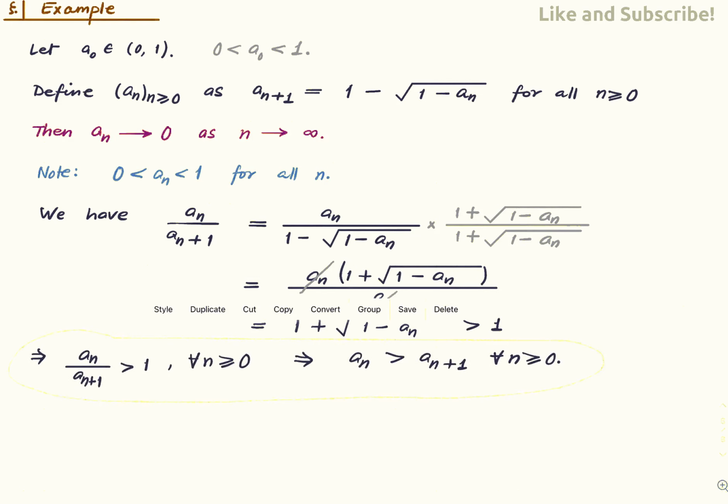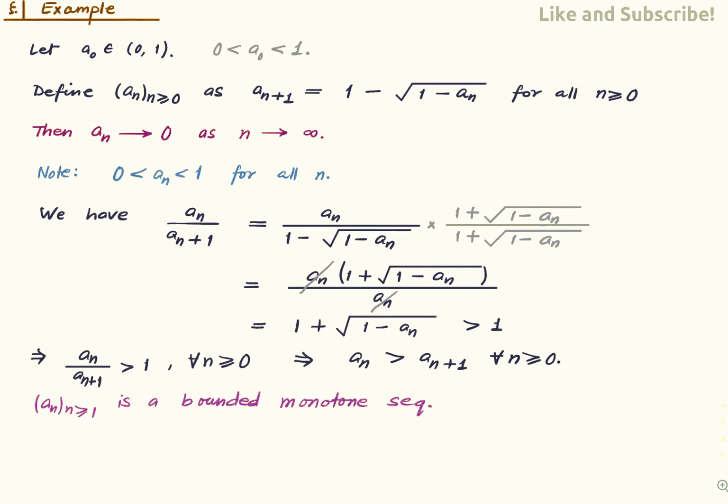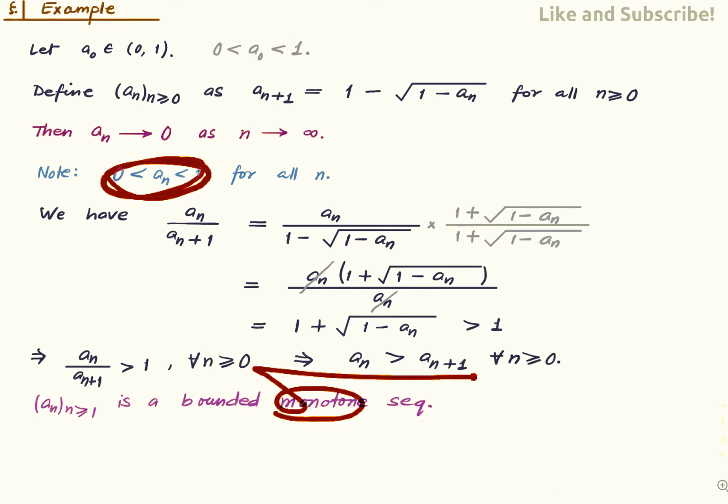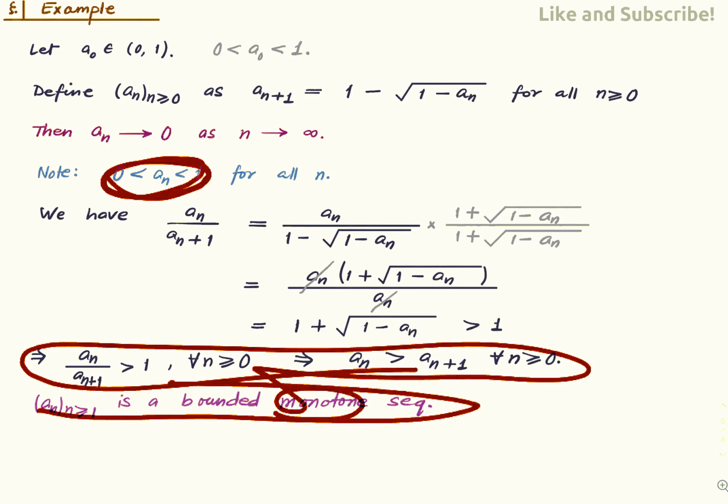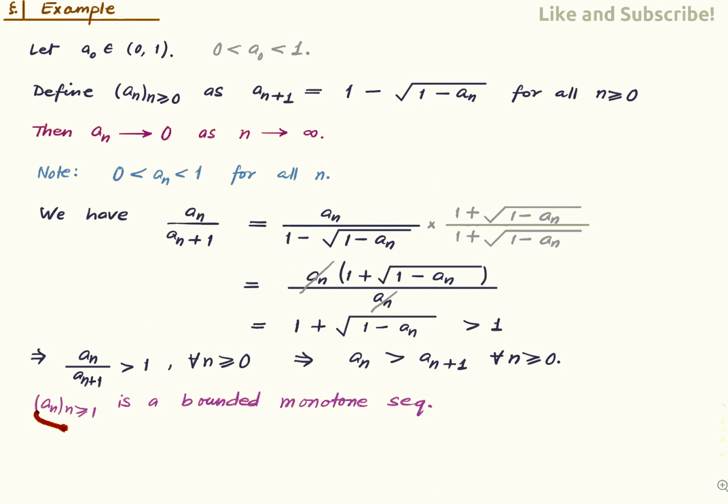So the upshot is that a_n is a decreasing sequence. Let me just say monotone. In fact, it's a bounded monotone sequence. Why is it bounded? Because of this condition. And it is monotone because of our argument. So it is a bounded monotone sequence, and hence this converges.